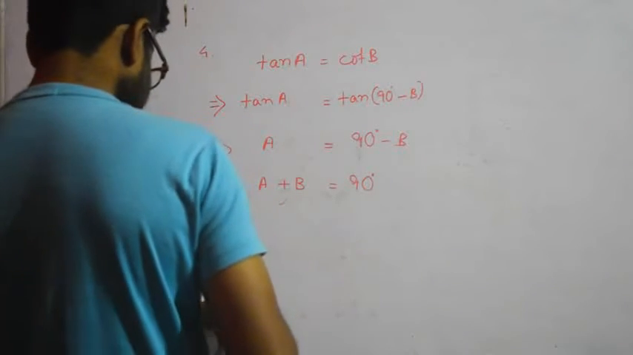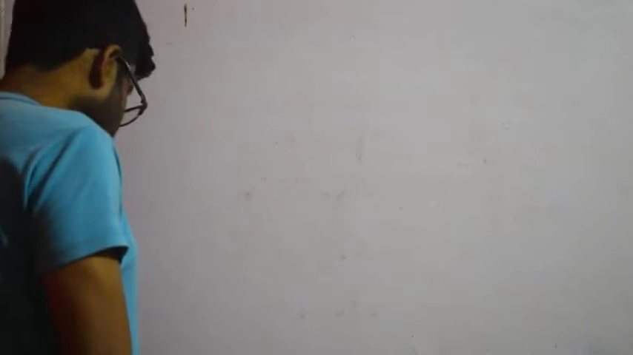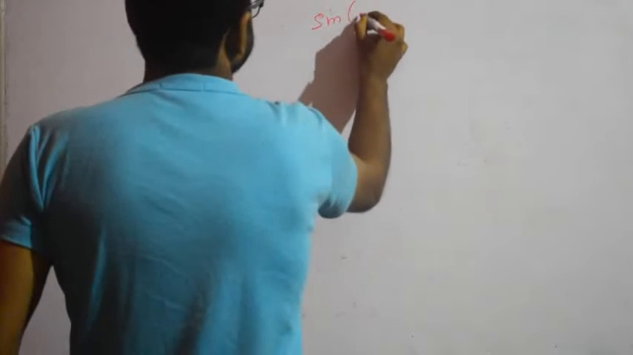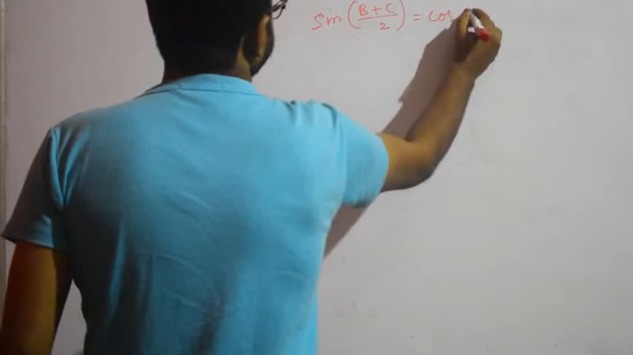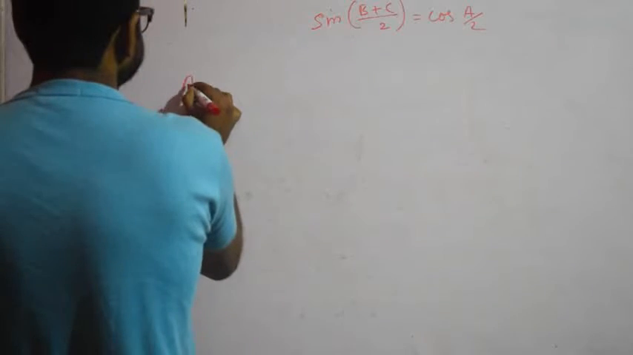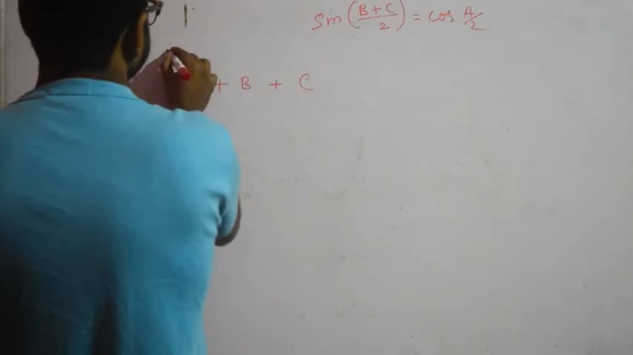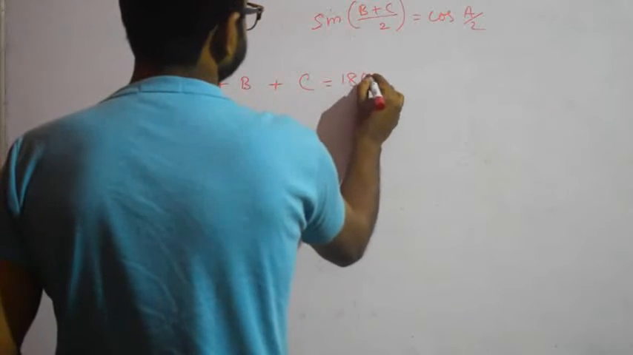Let us see question number 6. In question number 6, the question is: A, B, C are interior angles of triangle ABC. Then prove that sine of (B plus C) by 2 is equal to cos A by 2. Now, given A, B, C are the three angles of a triangle, as you know, the sum of the three angles of a triangle is equal to 180 degrees.